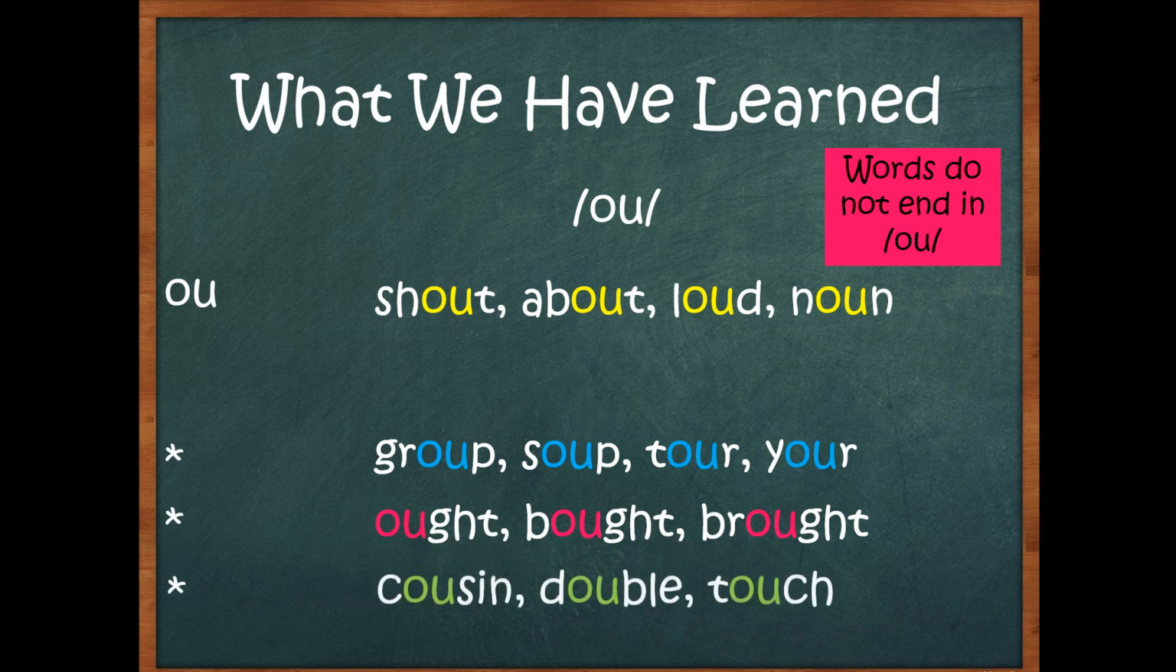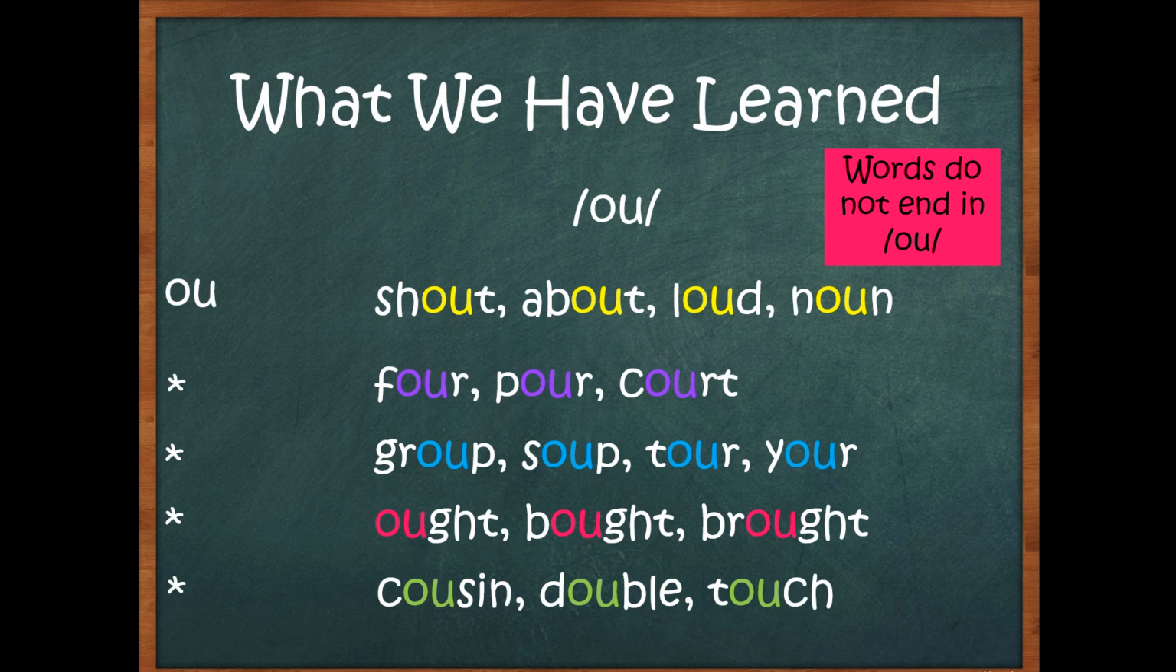Okay, now let's. Oh, gee, this morning I forgot. It also makes the uh sound, like in cousin, which was one of our old trick words, and double and touch. Oh, this is really too much. Okay, well, now that we have all of these, let's go ahead and look at that. Oh my goodness, I totally forgot about this. That's right, it makes a long O sound too, like for and pour and court.